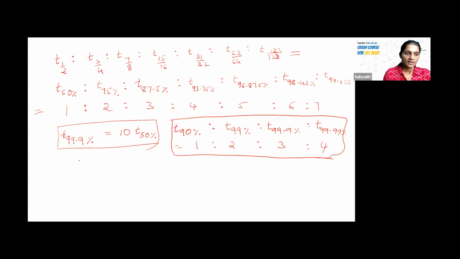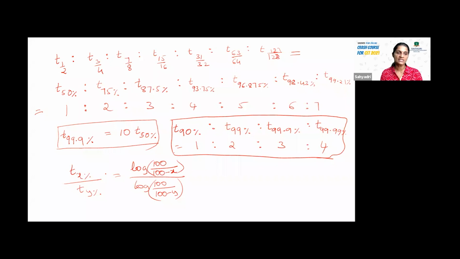Then one more. In general, we have T 50%, or T X percent I will take in general, divided by T Y percent. I hope you are following what X percent, Y percent is. X percent is the time taken for X percent of the reaction to be completed. It can be 90, it can be 20, anything. It is equal to, see, 2.303 by K for a first order, same reaction, so 2.303 by K will get cancelled. So we have log of 100 over 100 minus X, taking the initial concentration as 100, divided by log of 100 over 100 minus Y. This is a simple way to calculate. If T X percent is given, Y percent is asked, you can calculate like this.